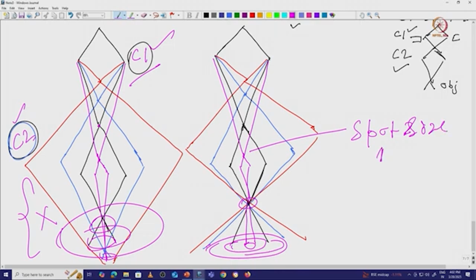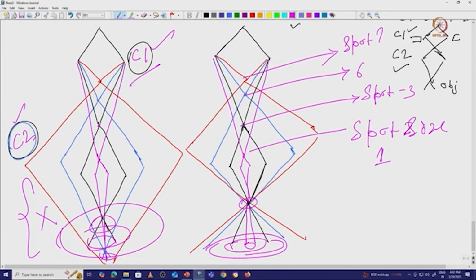The spot size here you can consider as 1. This black one, you can consider the spot size is 3. This one you can consider is 6, and this one you can consider the spot size is 8 or 9. So you can see whenever we go from a very low spot size to a high spot size, due to the very strong magnetic field, the crossover point goes up, and the beam is spread too much in this region when it goes through the C2 lens.